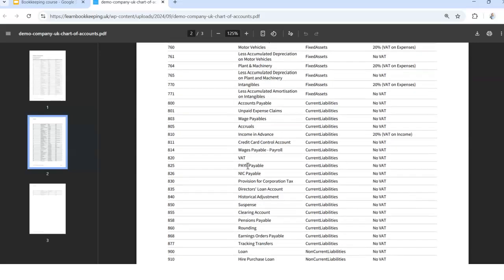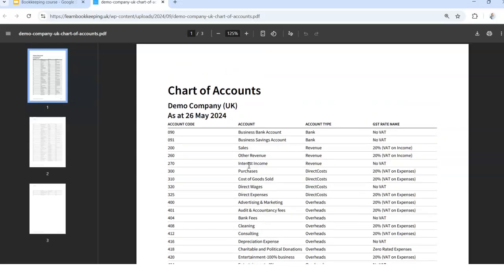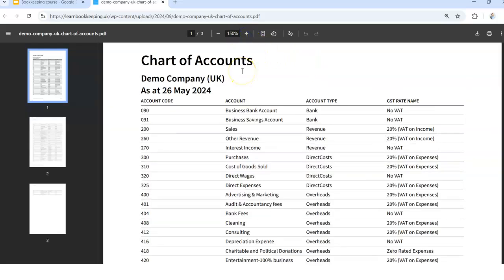However, you don't have to remember all of this. And also you don't have to make it up if you already have a template available to you. You can add new accounts if you need to, if they're missing. But generally, QuickBooks or Xero are pretty good at guessing the accounts that you need.